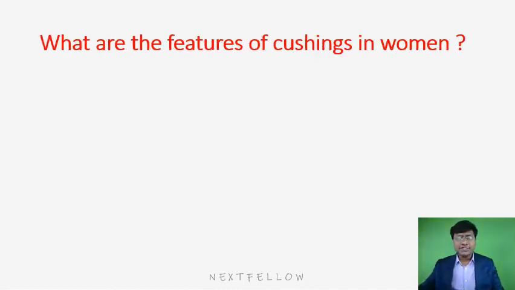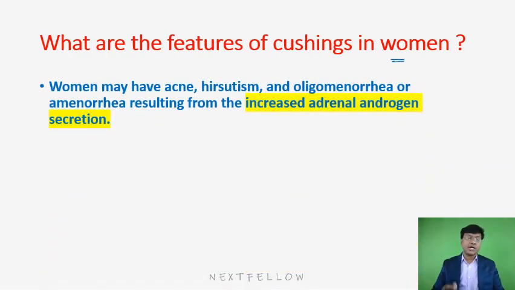Now, what are the features of Cushing's in women? Let me tell you that there is adrenal cortical hyperactivity in Cushing's. Because of adrenal cortical hyperactivity, there will also be an increase in adrenal androgens. Because of the increase in adrenal androgens in women, these androgens will cause the features of virilization. They will have acne, hirsutism, oligomenorrhea, and as well as amenorrhea. So these are the features of Cushing's in women.